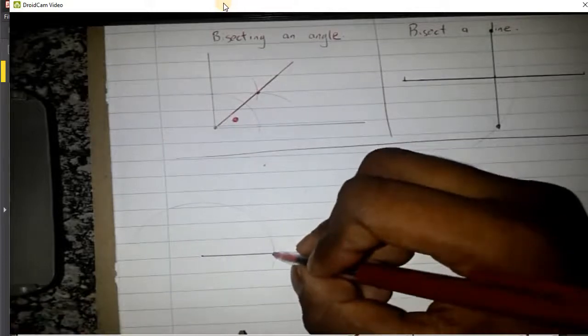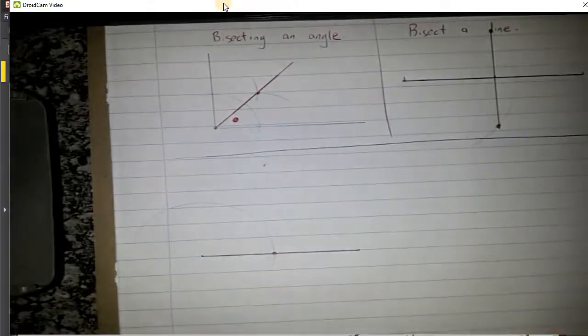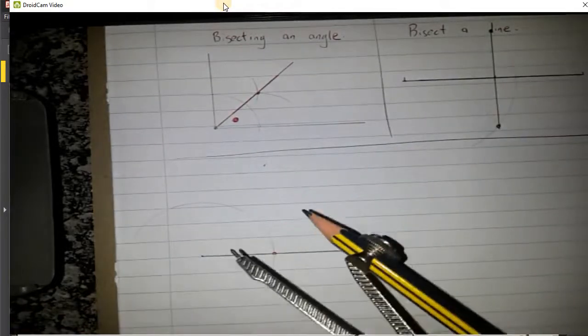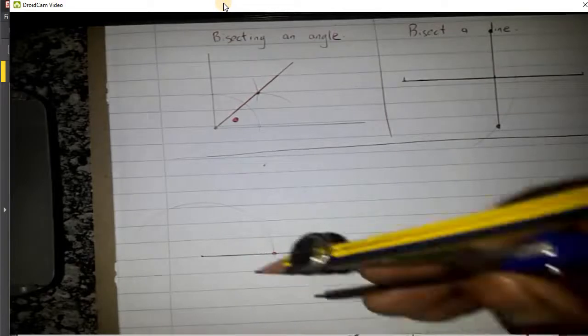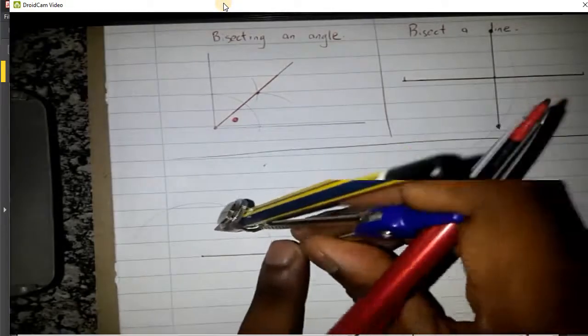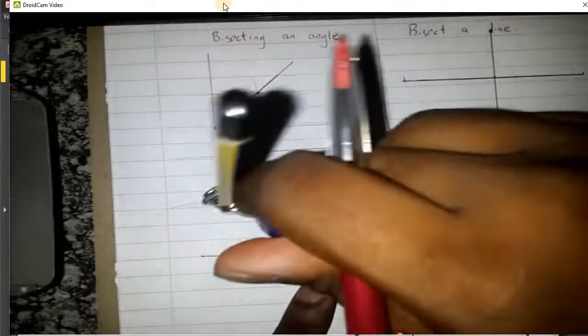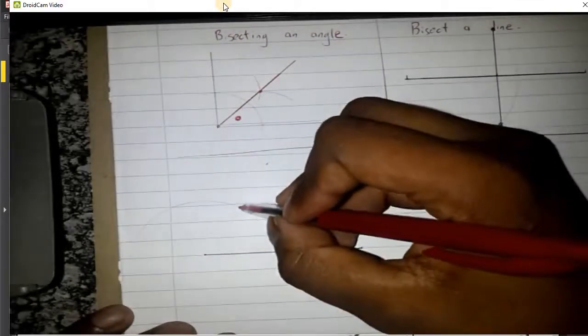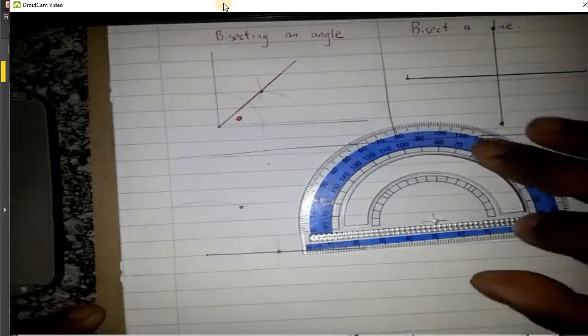Our most important point is that we can see that it intersects here, right? Then with the same measurement, do not change your measurement, we're going to go here and cut an arc. Can you see where it intersects there? So to hit this line here is a 60 degree. We just saw that with our protractor.